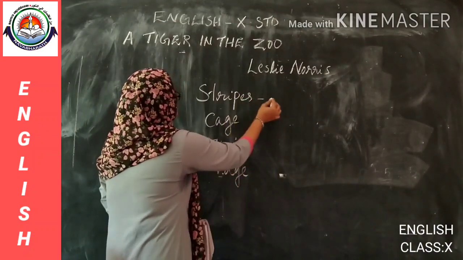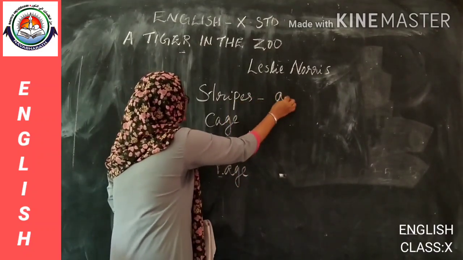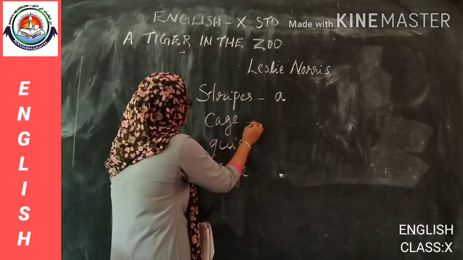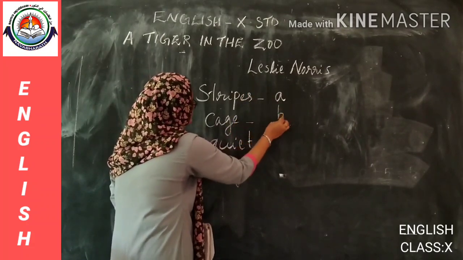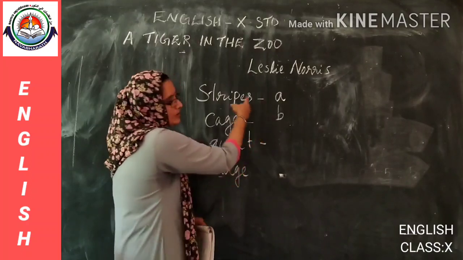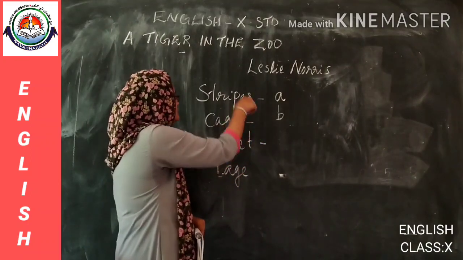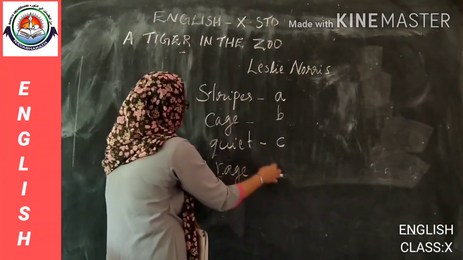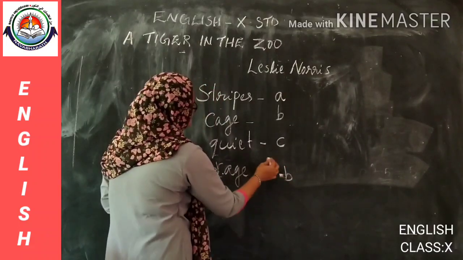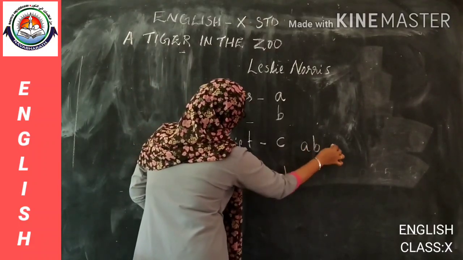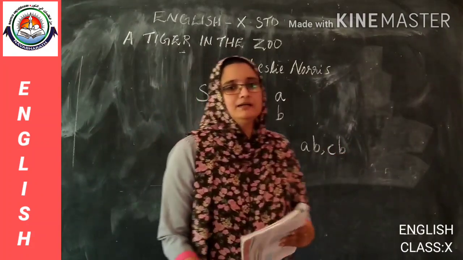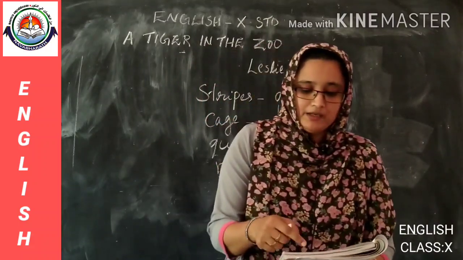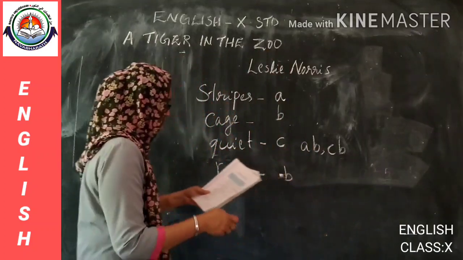Okay, let's see. The first line ends with stripes, so we can give it as A here. The next line ends with cage. It is not rhyming with the first line, so we can give it as B. And quoit is also not rhyming with any of these, so we can give it as C. And rage is rhyming with cage, so we can give it as B. So what's the rhyming scheme? A, B, C, B. The rhyming scheme of the first stanza is A, B, C, B. Correct?